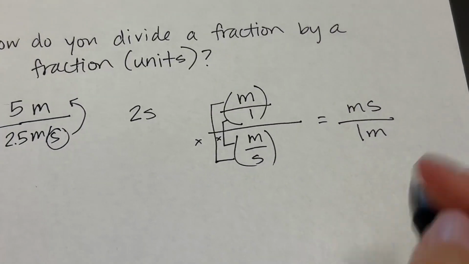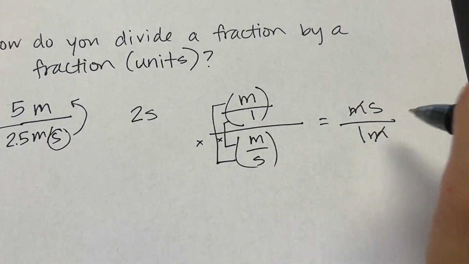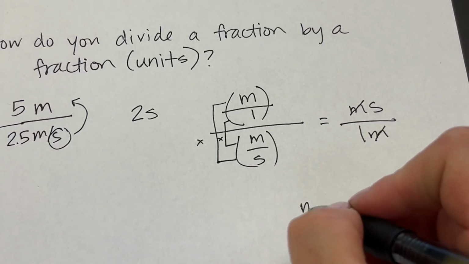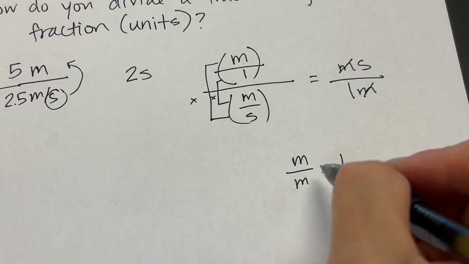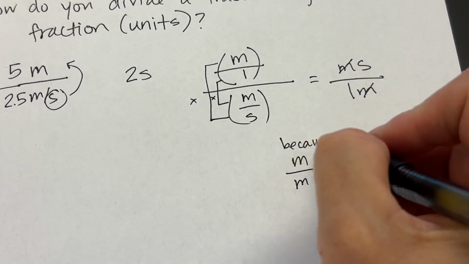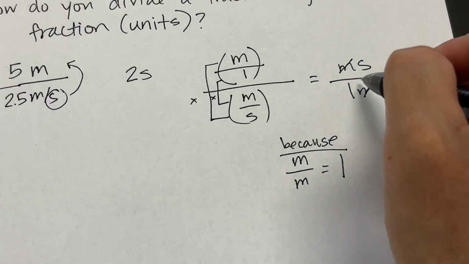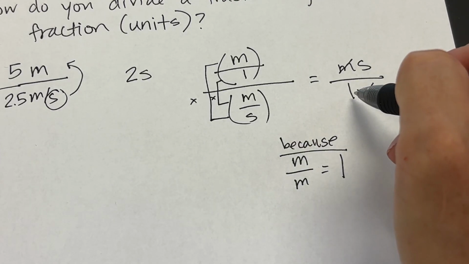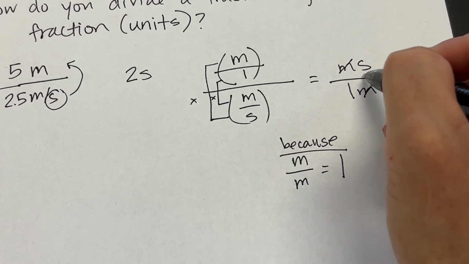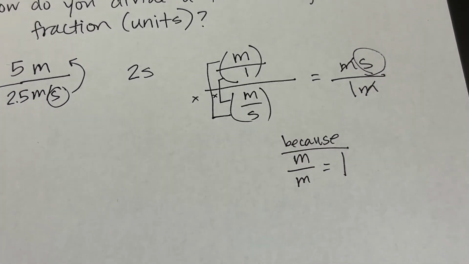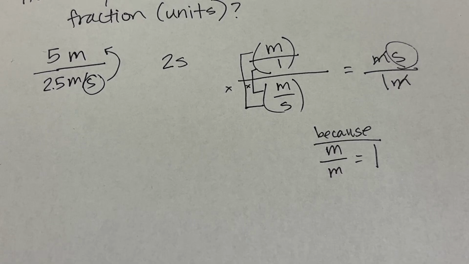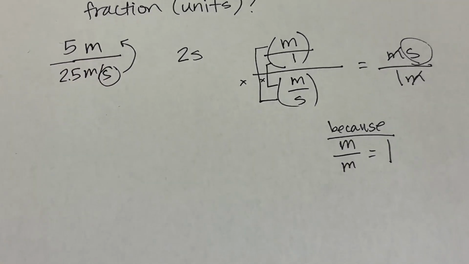Now, ms over 1m, m and m cancel out because meter divided by meter is 1, okay? So that's why. And then you end up with seconds divided by 1. Seconds divided by 1, seconds is the whole number, seconds is your unit, okay? Now, this can happen for any other dimensions. It doesn't have to be meters, okay?